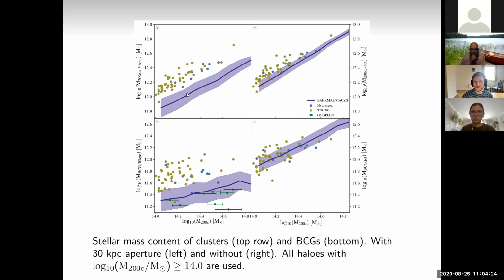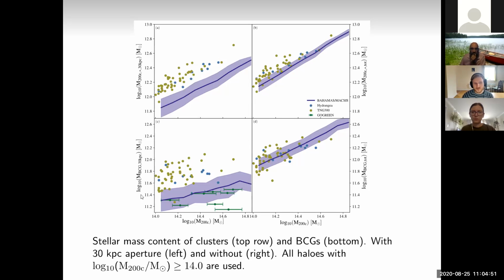So what you see here is a deviation of Bahamas, being this line here. The stellar mass is lower than the other 2 simulations, whereas when you measure the total stellar mass, they are in close agreement, which again says that the halos are less compact in Bahamas.